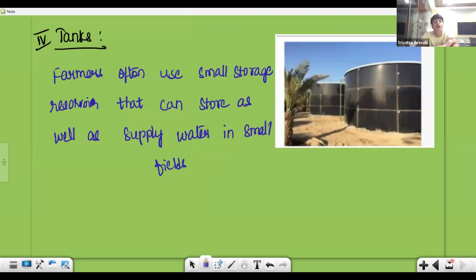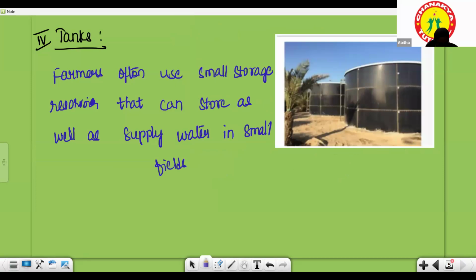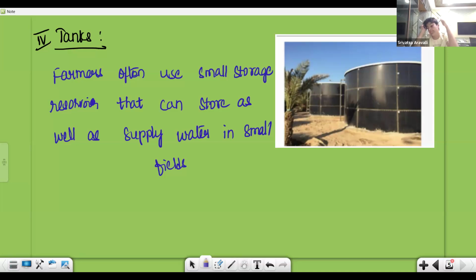Okay, next category. Farmers often use small storage reservoirs that can store as well as supply water in small fields.